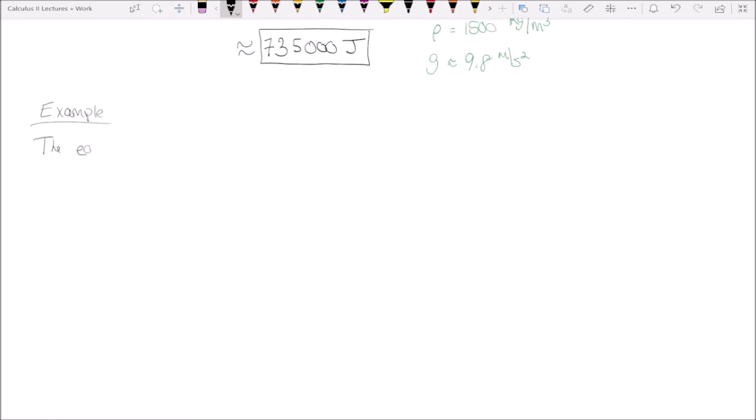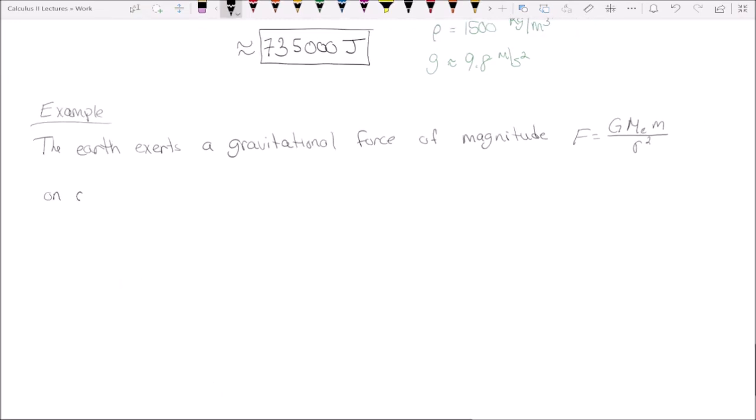Now, the Earth exerts a gravitational pull, or a gravitational force, of magnitude F equals big G m sub e little m, all over r squared, on an object of mass m at a distance little r from the center of the Earth.